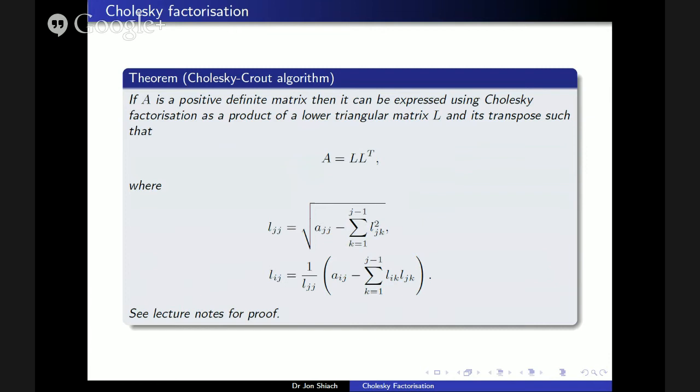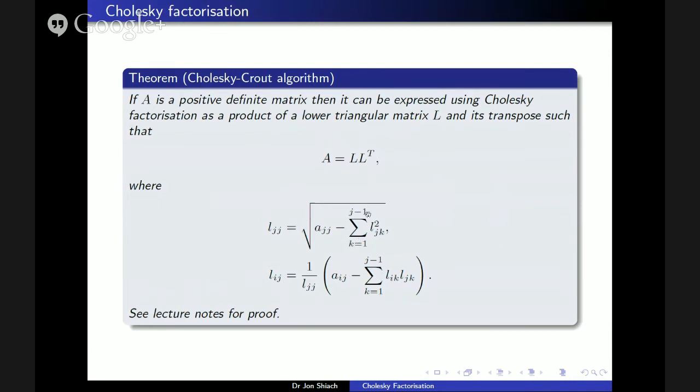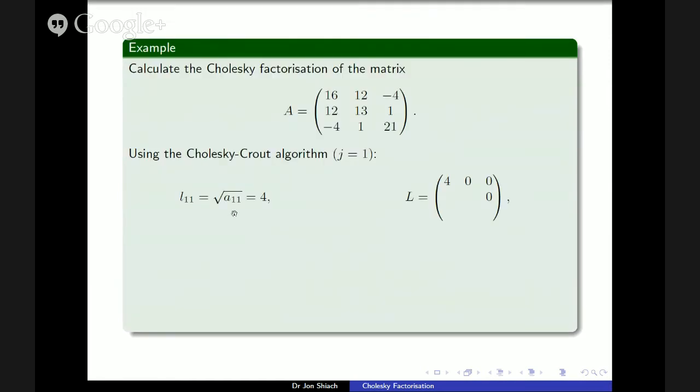Okay, so let's have a look at the example. Here we've got a 3 by 3. Again, let's say it's positive definite. I've checked it and it is. Like with the Crout algorithm for LU, we go down each column at a time. Okay, so starting with the first column, j equals 1. If we look at the main diagonal, if j is equal to 1, that summation is nothing. And we just got square root of ajj. Okay, so square root of a11 is 4. Okay, so we got our first element.